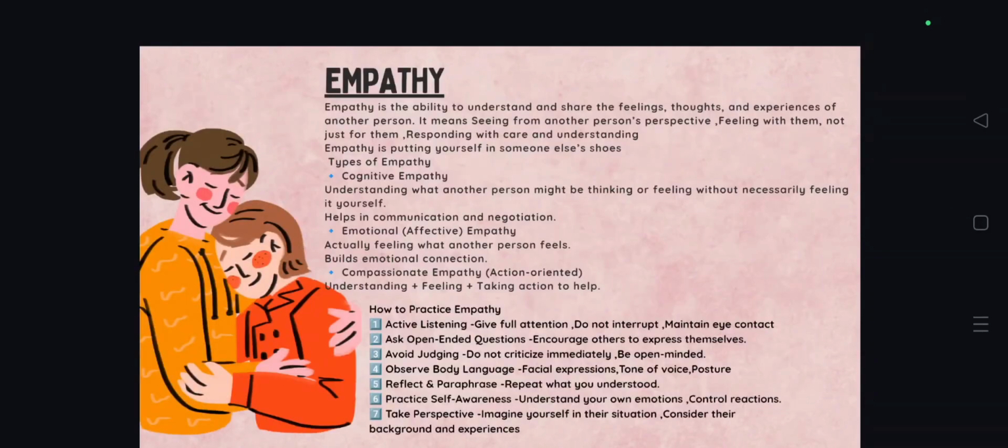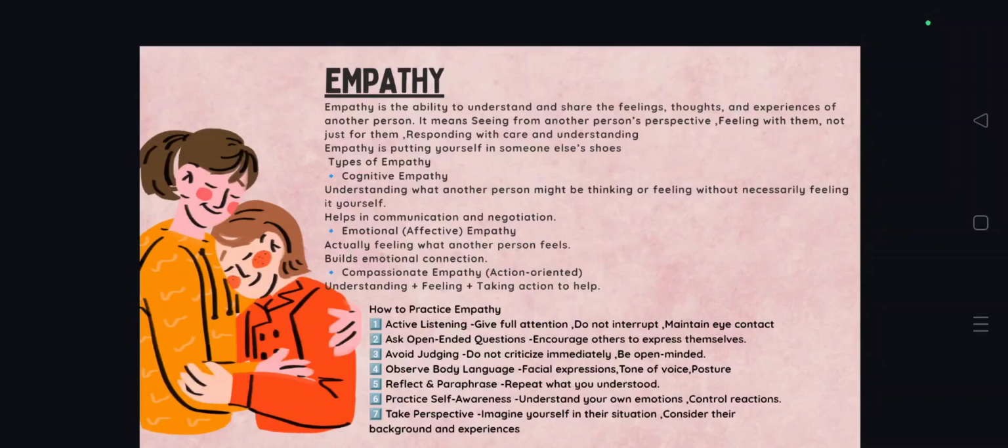So the first is empathy. Empathy is the ability to understand and share the feelings, thoughts, and experience of another person. It basically means that we are putting ourselves into someone else's shoes and perspective. So there are 3 main types of empathy as well.